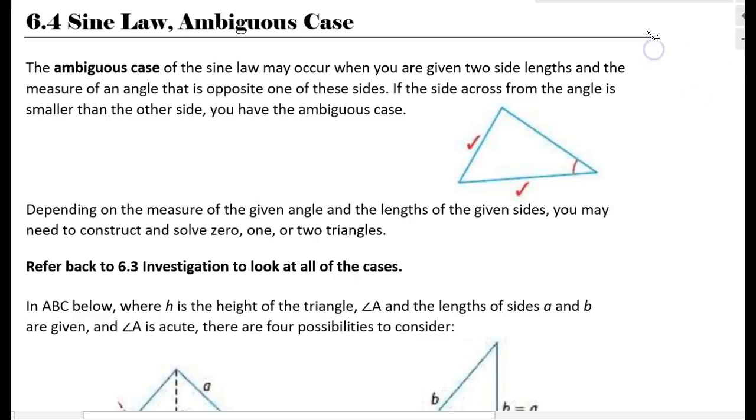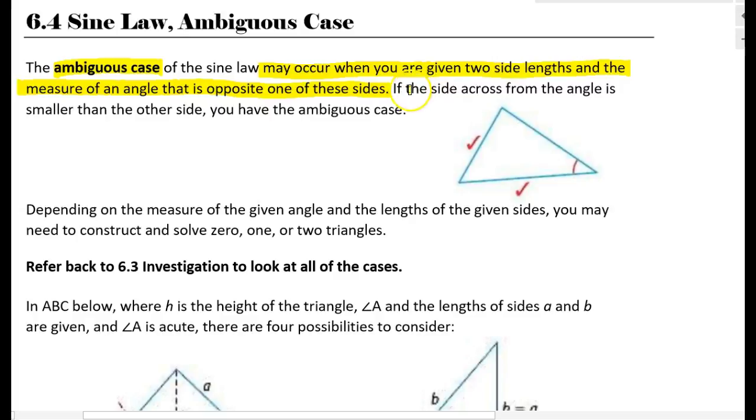Okay, so 0, 1, or 2 triangles were our options depending on the different lengths of the different sides. So this is what the ambiguous case is all about. It's the idea that under some circumstances, you might end up with 2 triangles that you need to describe. So the ambiguous case for sine law may occur when you are given 2 side lengths and the measure of an angle opposite one of these sides.